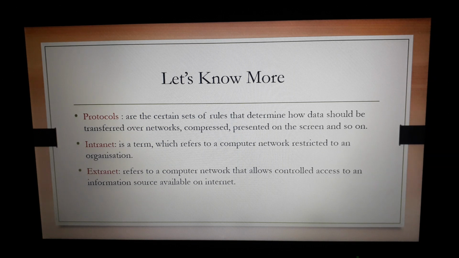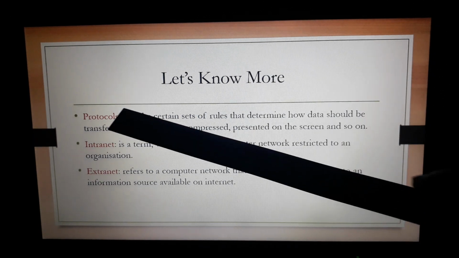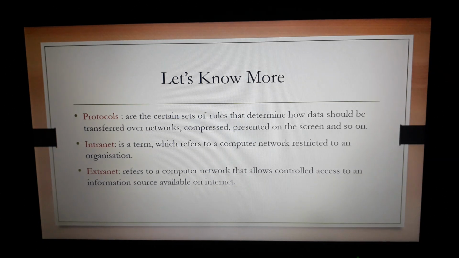Okay, students, in your textbook, let's know more. You know that these types of terms are there. Some important words and some important terms are given there. You don't have a textbook, so I will just explain here. So let's know more. Protocols are certain sets of rules that determine how data should be transferred over networks, compressed, presented on the screen, and so on.